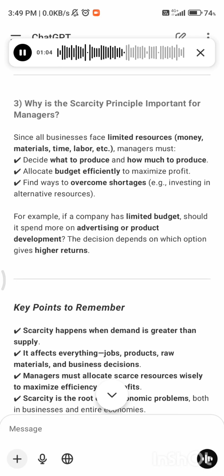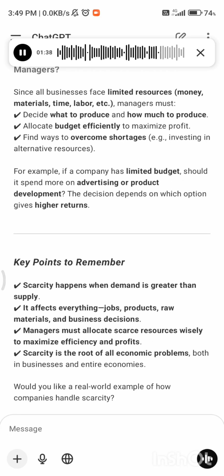3. Why is the scarcity principle important for managers? Since all businesses face limited resources, money, materials, time, labor, etc., managers must decide what to produce and how much to produce. Allocate budget efficiently to maximize profit. Find ways to overcome shortages, e.g., investing in alternative resources. For example, if a company has a limited budget, should it spend more on advertising or product development? The decision depends on which option gives higher returns.